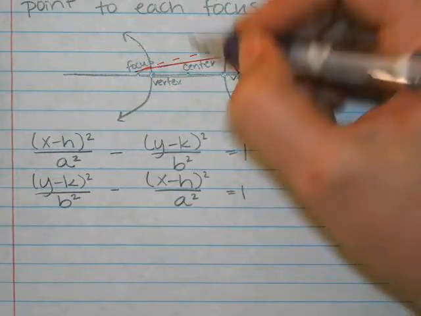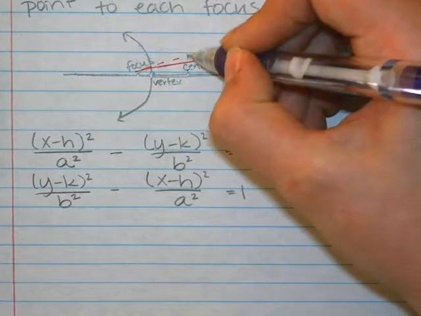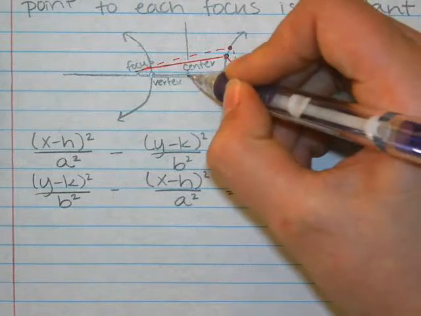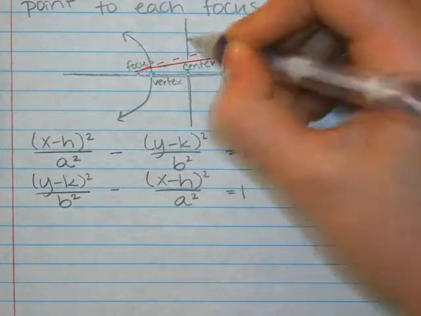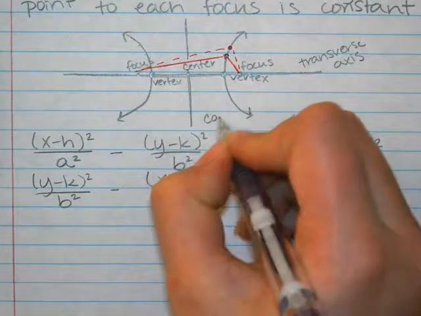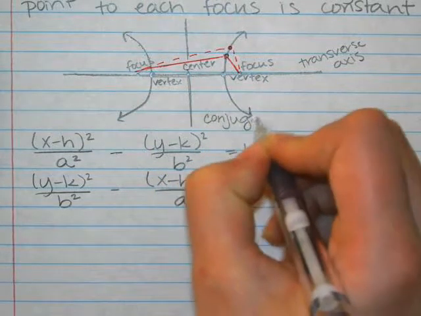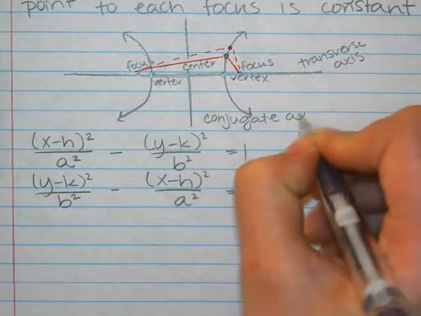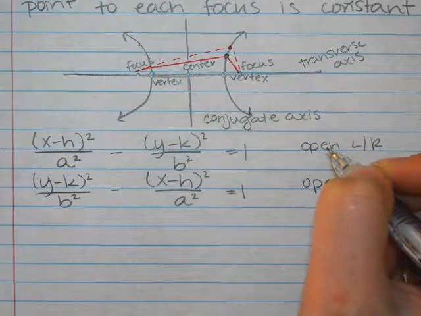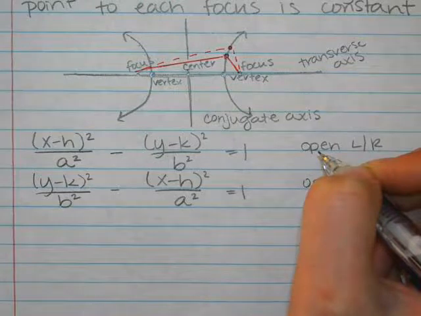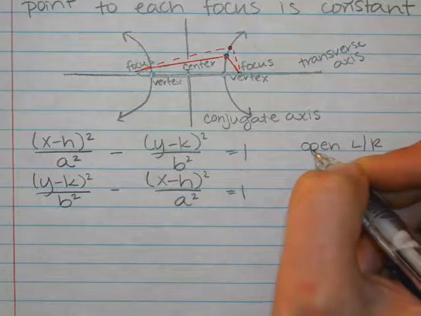And then there's one that cuts through right here. And this is called the conjugate axis. Isn't it fun that everything has a different name? No.